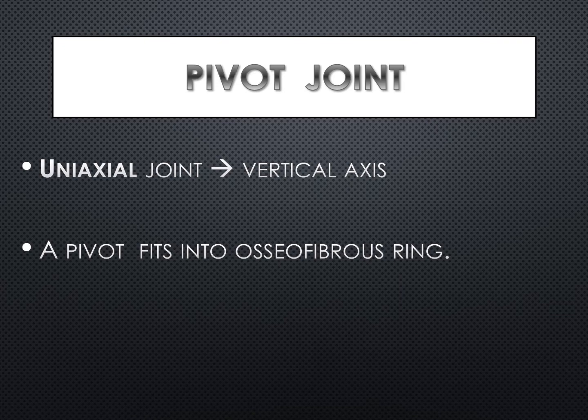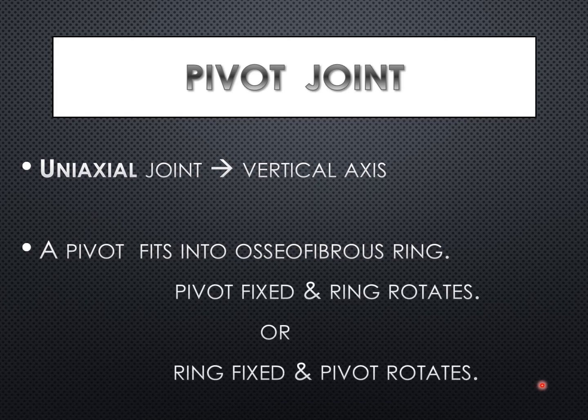Now coming to the next variety, that is the pivot joint. Here this is also a uniaxial joint. Only one axis is there, and that is the vertical axis. So for hinge joint it is the transverse axis, and for pivot joint it is the vertical axis. Pivot is like a rod and it fits into the osseofibrous ring. Sometimes the pivot will be fixed and the ring rotates, or sometimes the ring is fixed and the pivot rotates. Two types of examples. So we look at the examples.